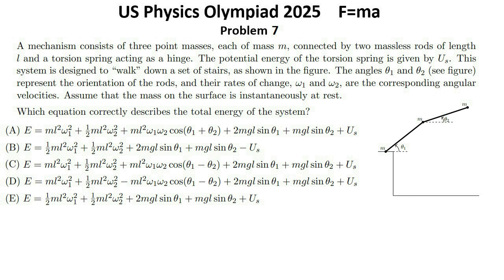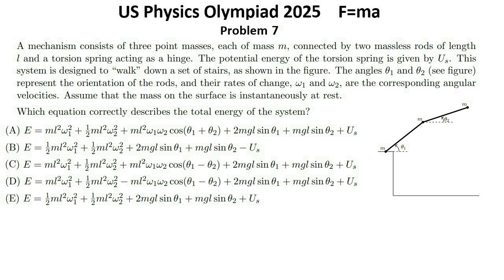The angles θ1 and θ2, see figure, represent the orientation of the rods, and their rates of change, ω1 and ω2, are the corresponding angular velocities. Assume that the mass on the surface is instantaneously at rest. Which equation correctly describes the total energy of the system? Solution for problem number 7.